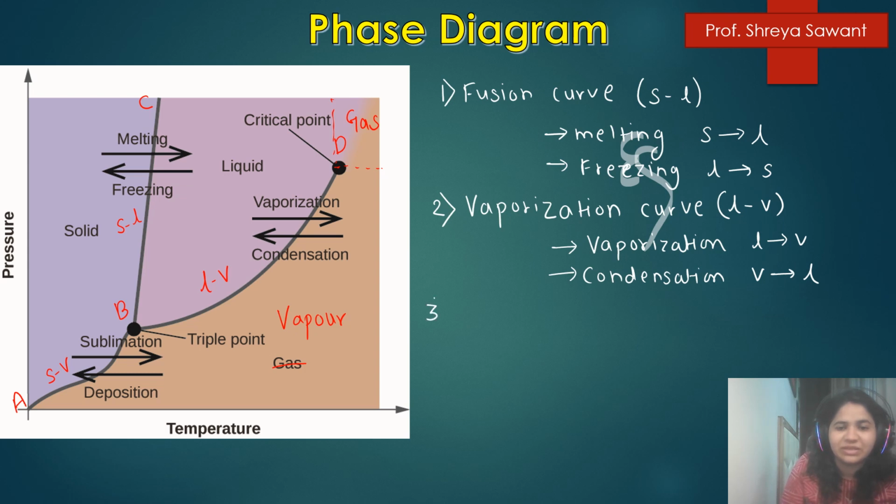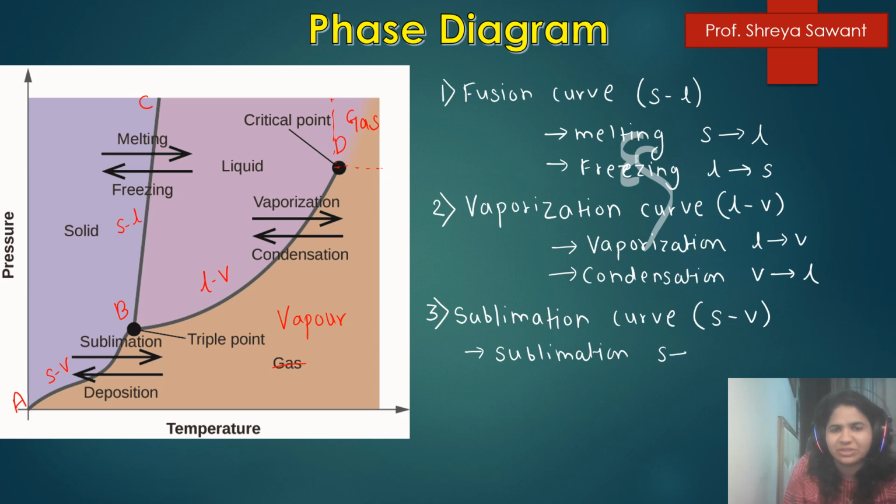Now the third one is the sublimation curve. The sublimation curve, shown by SV, distinguishes two states of matter, solid and vapor. Sublimation has two parts: sublimation, which converts directly from solid to vapor, just like camphor, and second, deposition, which means vapor goes directly to solid. So this is the overall phase diagram.